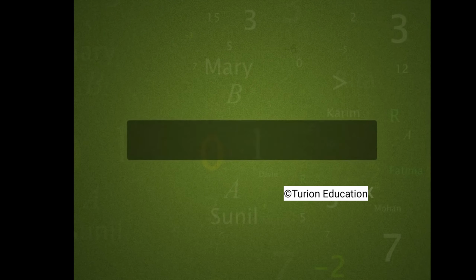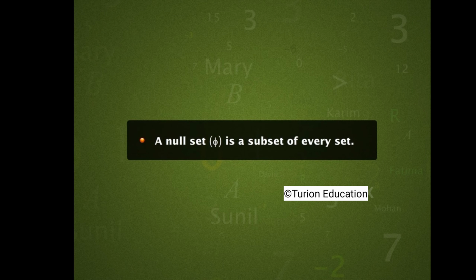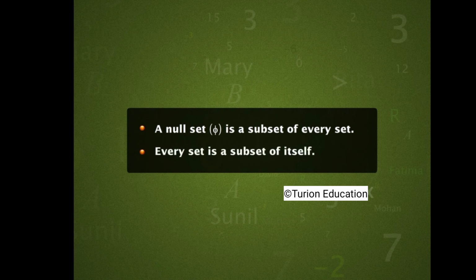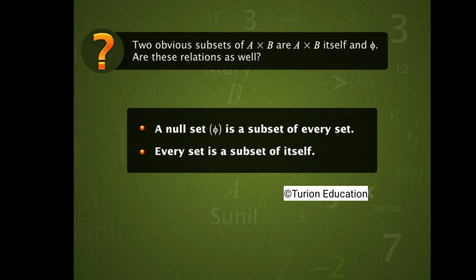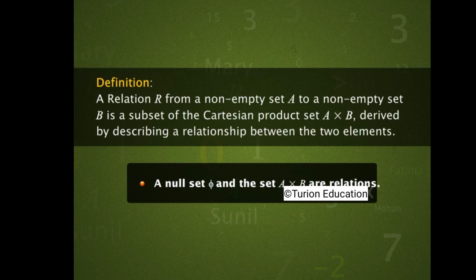Recall that in the case of a set A, a null set is a subset of every set, and every set is a subset of itself. So also in the case of a Cartesian product, because a Cartesian product is after all a set. So two obvious subsets of A cross B are A cross B itself and the null set. Are these relations as well? Let us find out. By definition, both the null set and the set A cross B itself are relations as well. In fact, these are special relations.